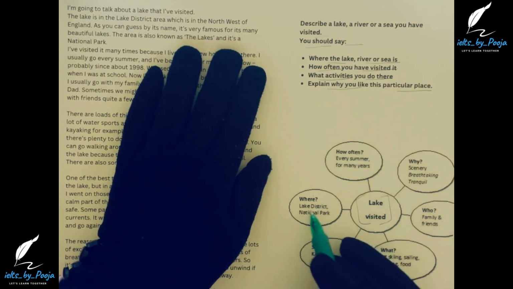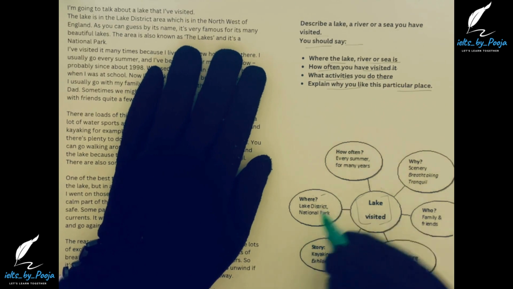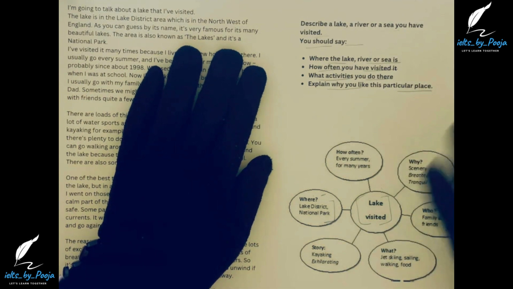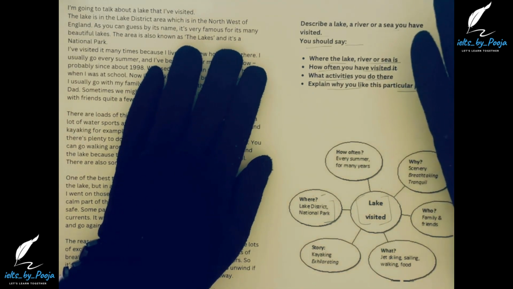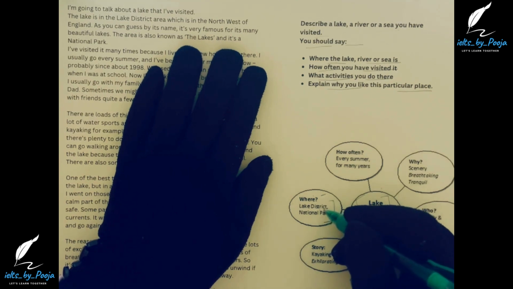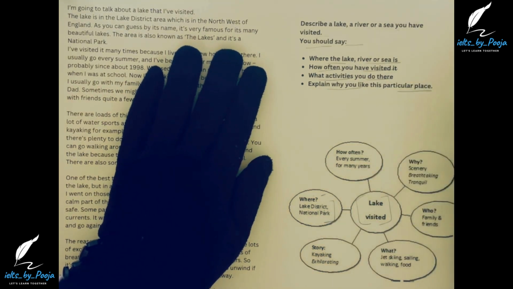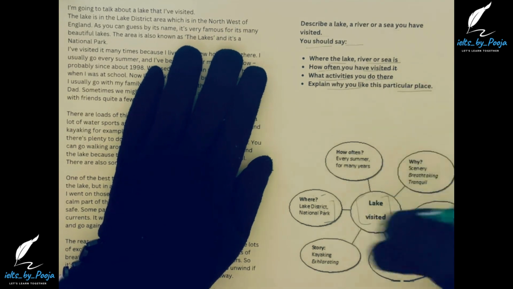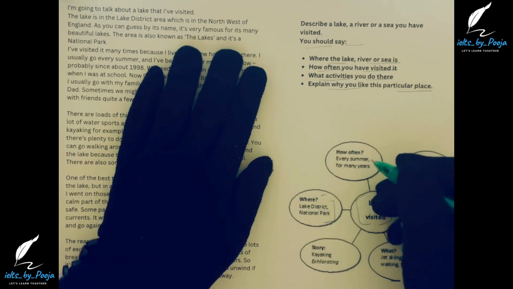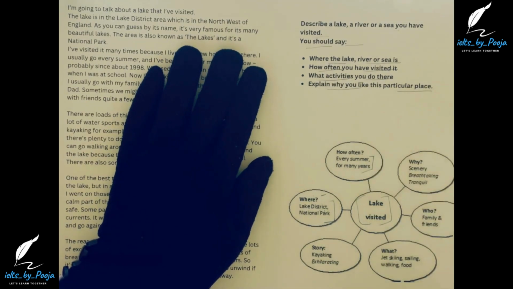So I made a rough note here where I marked it as Lake District National Park. Or you can mention any other. It could be a holy river, it could be anything that you know about. So you write it down, and you know when you go. Usually we go to the lakes, rivers, oceans or seas whenever it's summertime, right? So you say every summer for many years.